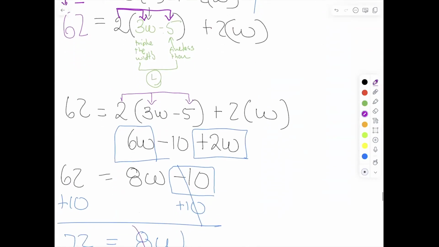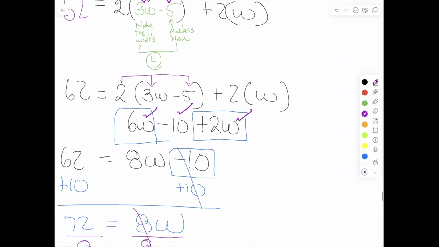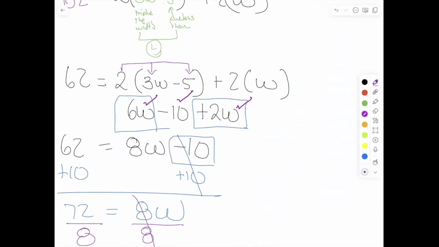And I'm going to end up with what? I'm going to end up with 6w minus 10. And I have my 2w on the right. Do I have common terms? Yes, I do. I have 6w and 2w. They become 4w. The negative 10 comes down.